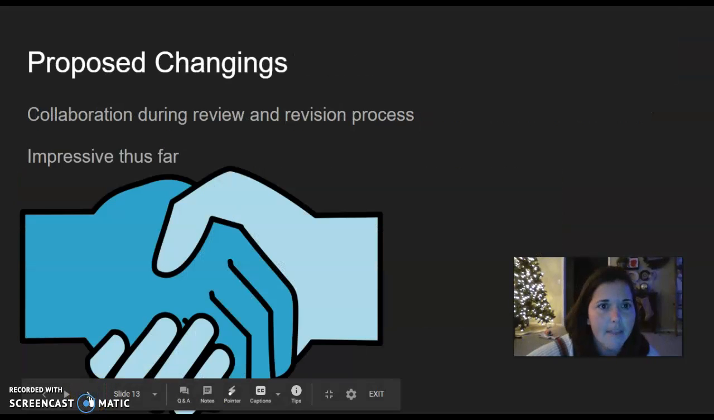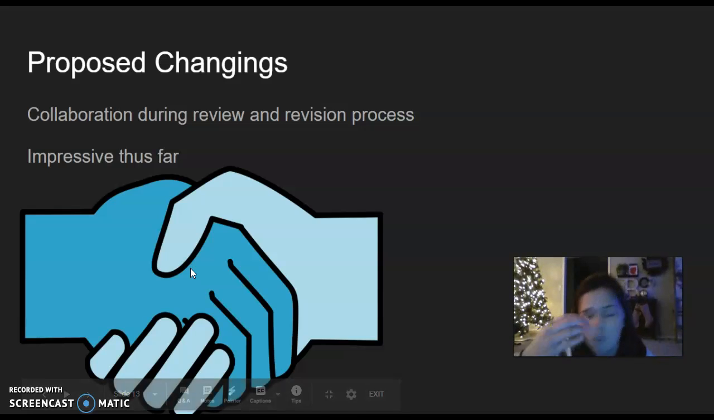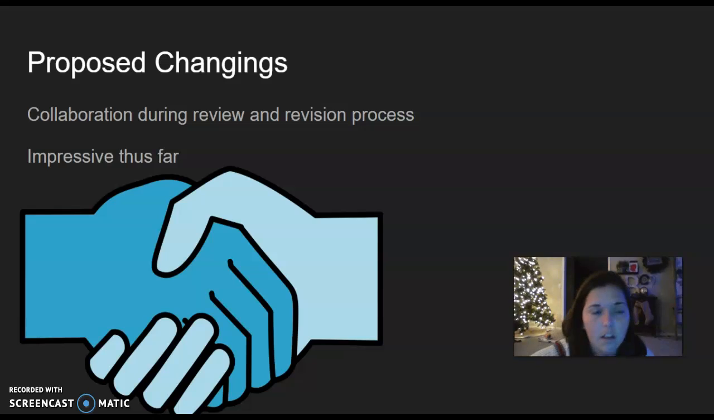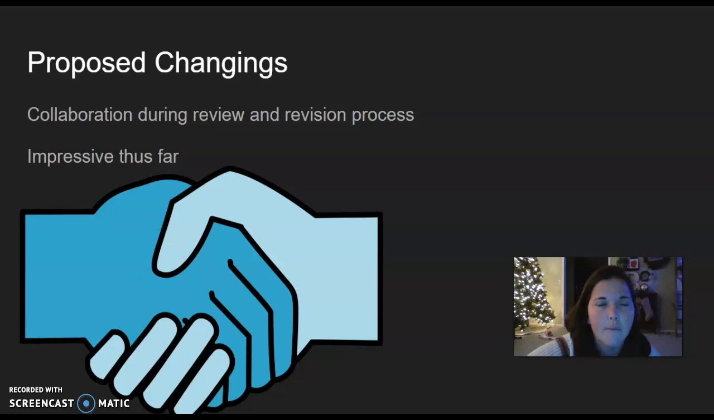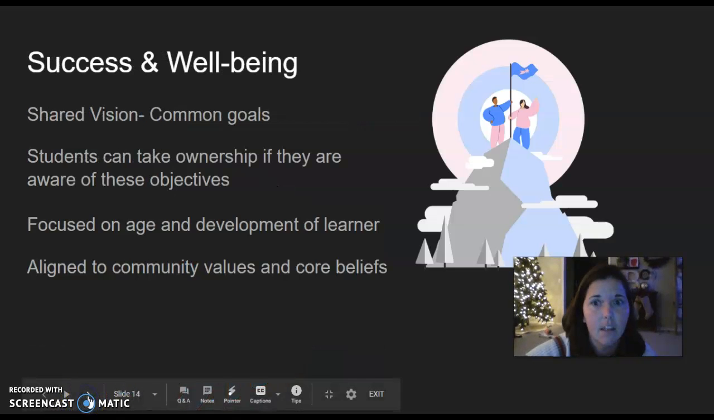And then proposed changes. I'm really impressed thus far with how he's been here two years and really done a great job of overhauling what we had before and changing the look and the vibe of everything. Everyone definitely feels like there's a shared vision. But as we review and revise that process, I would like to see a little more collaboration, because as far as I'm aware, and I'm a part of a lot of the leadership committees, I'm not aware of any building-wide collaboration for that review or revision process. So that would maybe be nice to see.